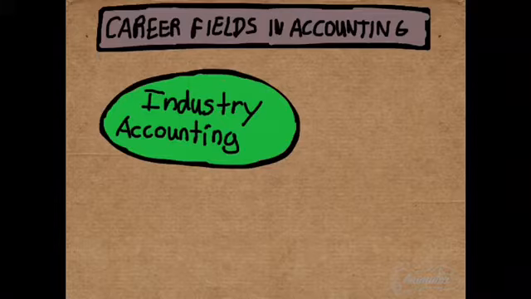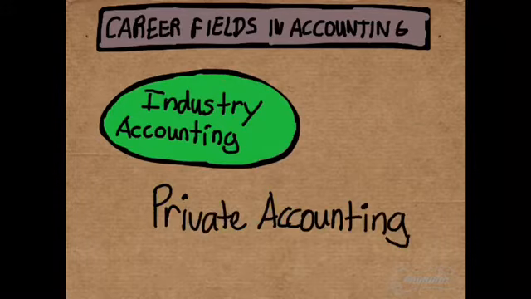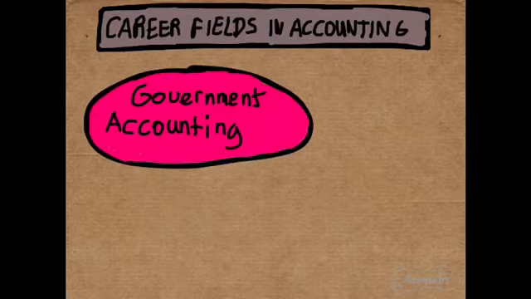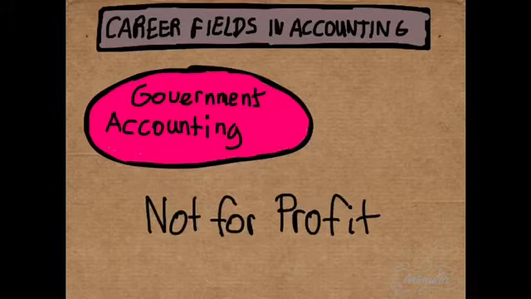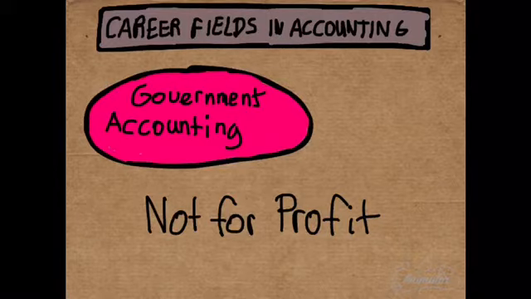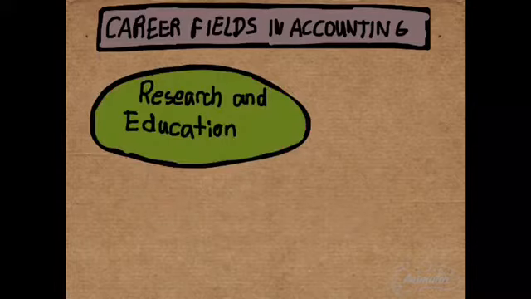And the next one is industry accounting, which can also be called private accounting, and it's different compared to public accounting because this involves more of a decision-making type of service. Next one is government accounting, which can also be called not-for-profit accounting, where you render services almost for free, for example, for religious, charitable contributions purposes, etc.